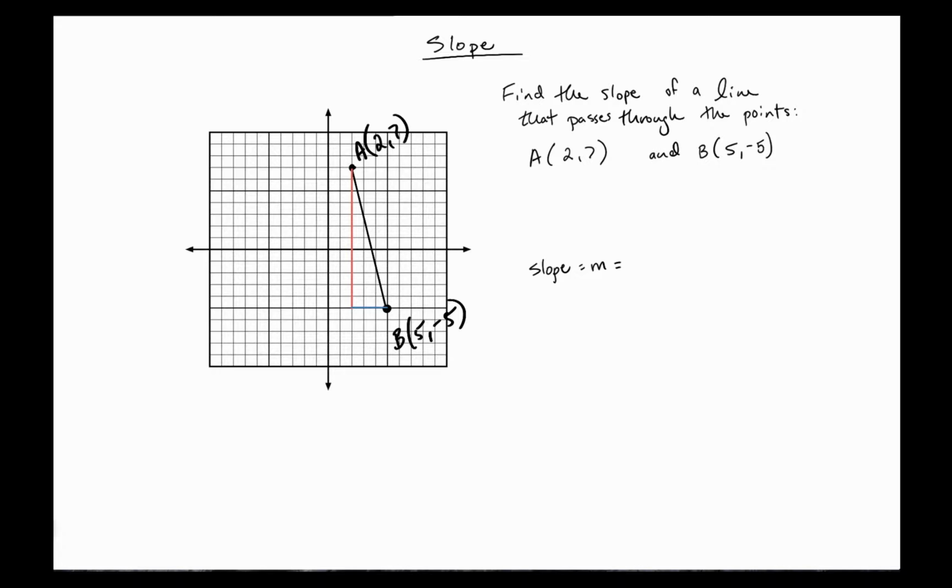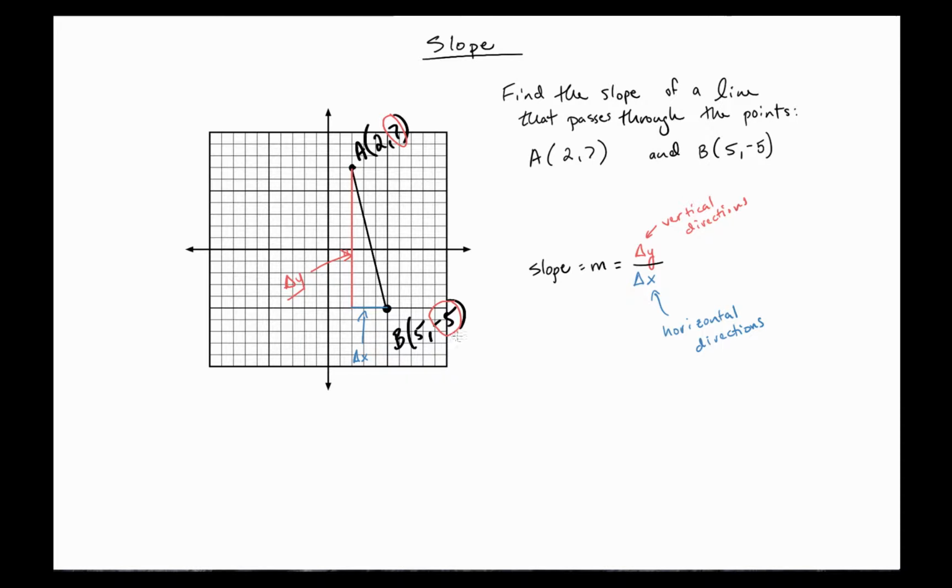But the slope is simply going to be the change in y, so our vertical directions, over our change in x, our horizontal directions. Great. So if that's the case, then I just need to find those legs of the triangle that I've been finding all along. Well, I know I can find those using subtraction. So the change in y is just going to be how far it is from 7 down to -5.